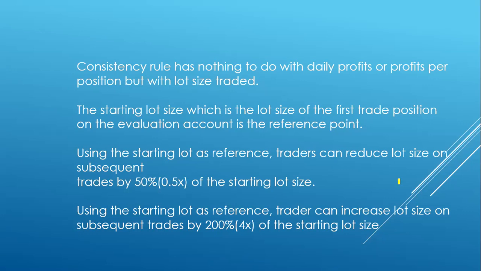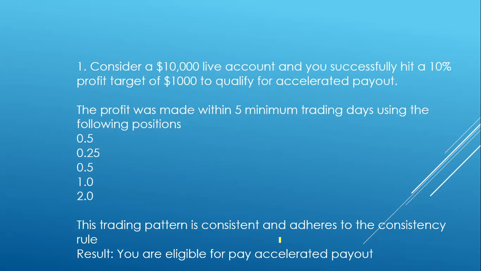So now, next thing, let's look at examples. Now consider a 10K account and you hit a 10% profit target to qualify for accelerated payouts, right? Now, the profit was made within 5 trading days using this. Now look at the lot size. The first lot size you used was what? 0.5, right?